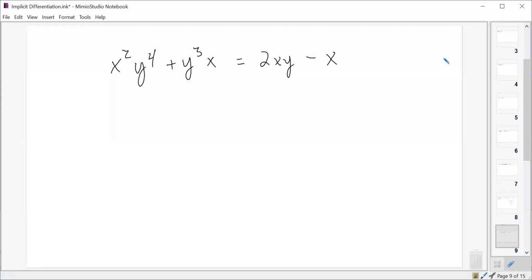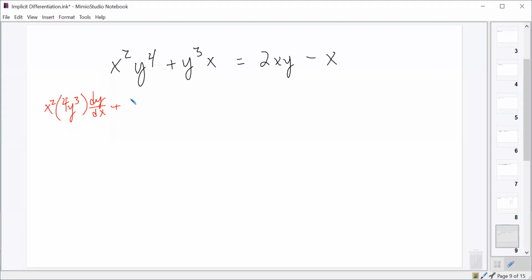So to find dy/dx for this one, we have to do it implicitly because of all the x's and the y's. All the y's, you can't just solve for y. So we'll take x squared y to the fourth first. That's a product rule. So it'll be x squared times the derivative of y to the fourth, which is 4y cubed dy/dx.